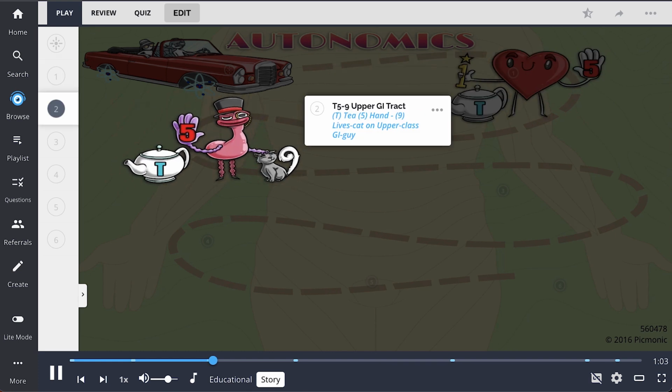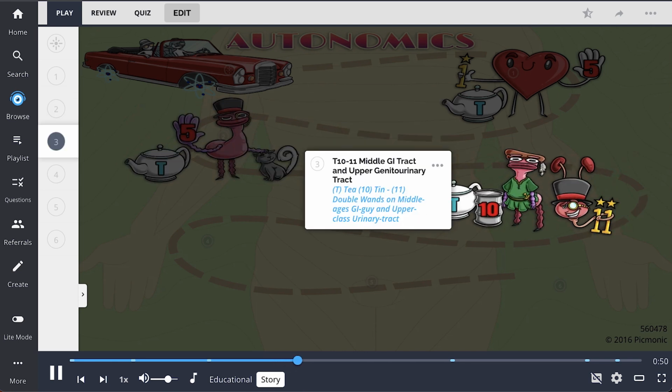Further down the road, we came across a fancy fellow with another teapot, flagging us down with his 5 hand. With a 9 lives cat at his side, this upper-class GI guy looked too rich to be hitchhiking. But we picked him up anyway. We couldn't stomach leaving him there. That's when we spotted another couple of wanderers with a teapot. One had a 10-tin, and the other had some ornate double wands. It was another GI guy, but he must have come from the Renaissance Festival or something, because he was dressed like he was from the Middle Ages. His partner with the double wands was a hoity-toity urinary tract. He looked extra fancy with those double wands.